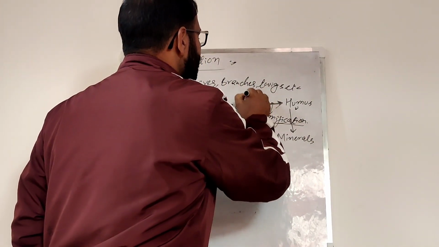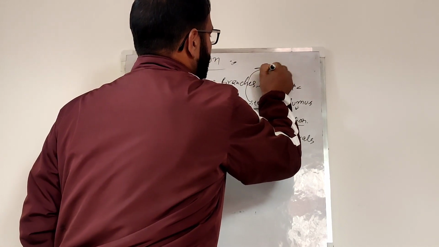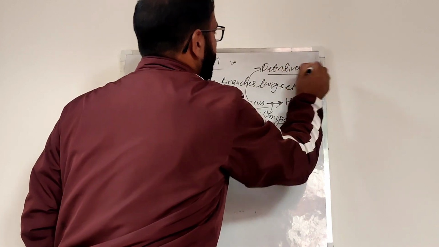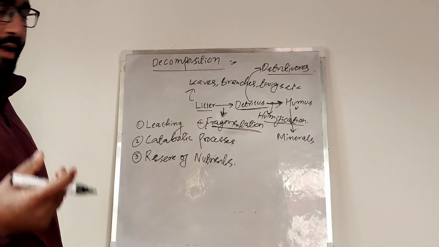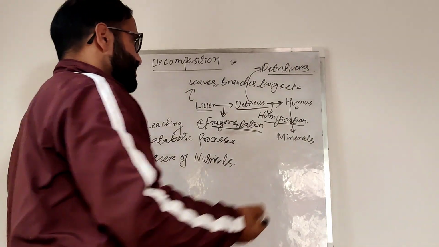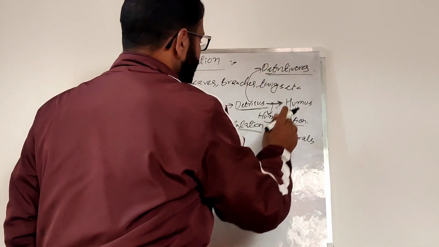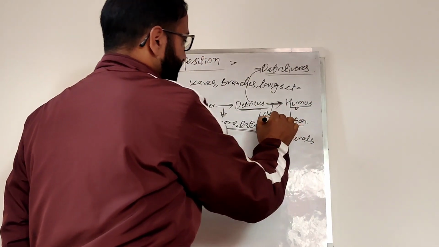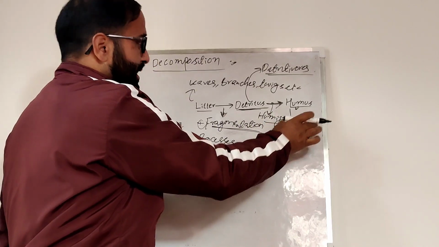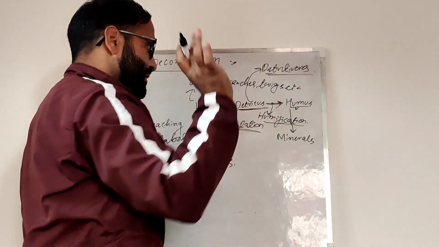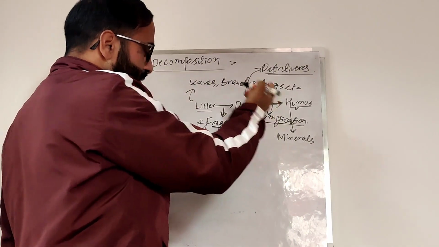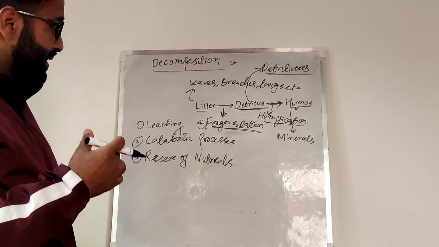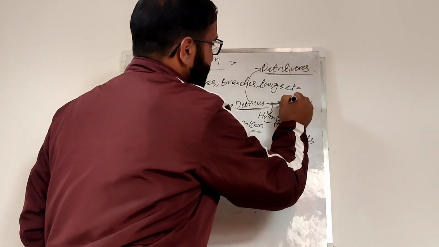This is being done by detritivores, like dung flies, crabs, some species of mollusks. So detritus is being converted into humus, and this process is called humification, and it is being carried out by detritivores. These detritivores eat this detritus and convert it into humus.